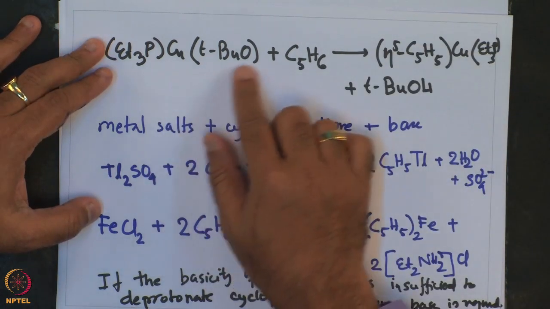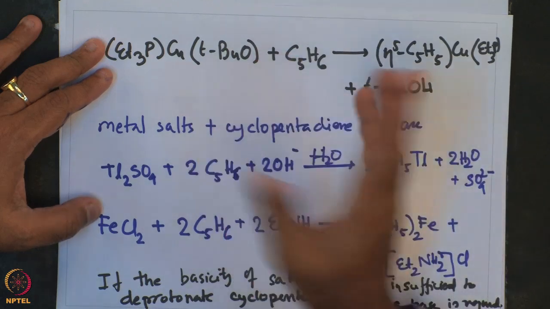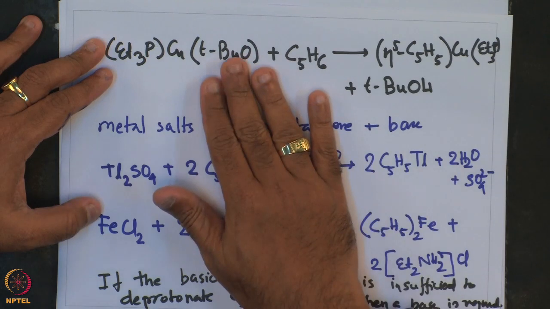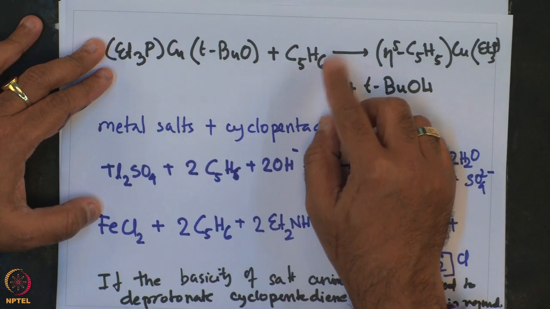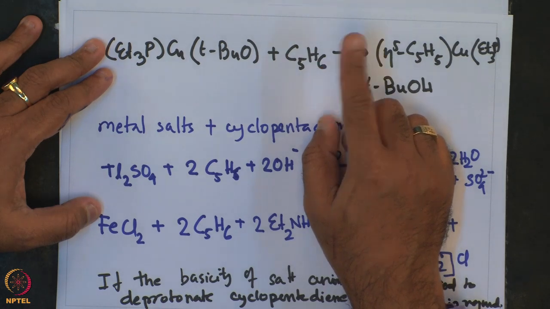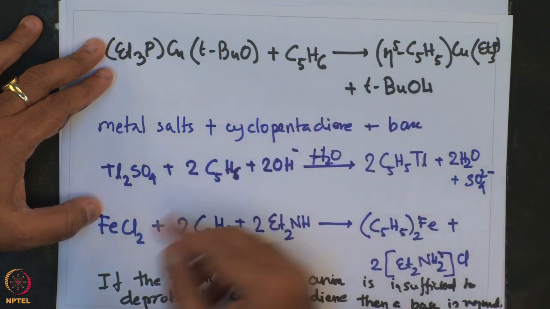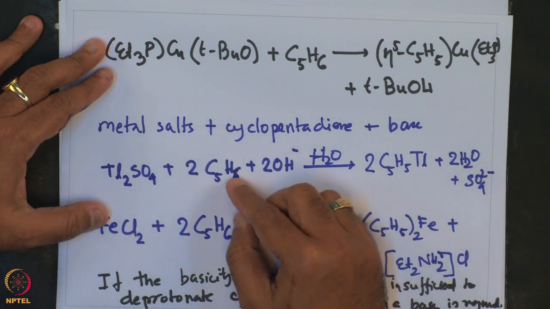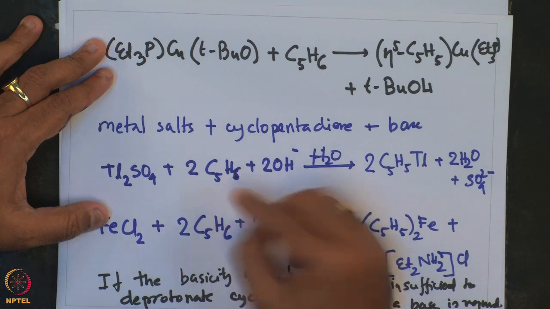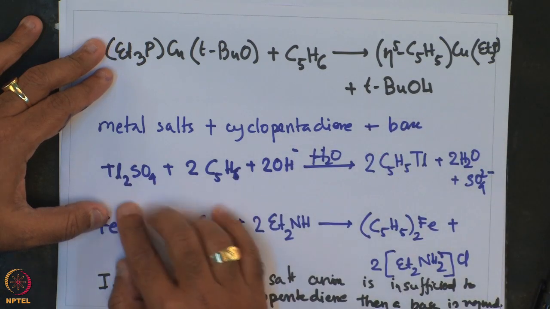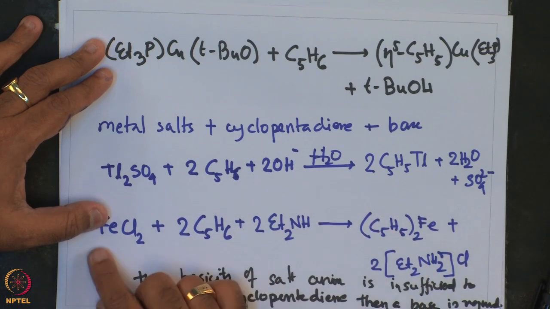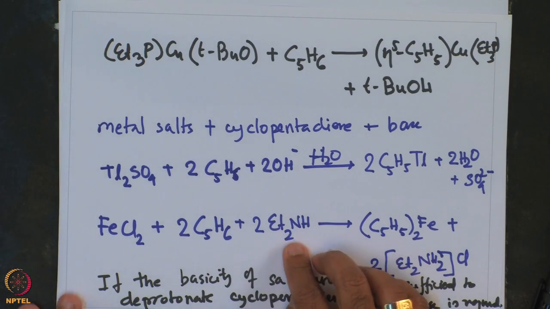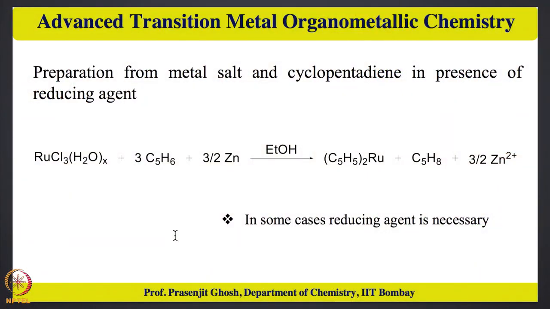No base was used in the reaction with copper t-butoxide, as the basicity of the t-butoxide anion could easily deprotonate the cyclopentadiene proton, whereas anions like sulphate or chloride in these examples are not basic enough to deprotonate the cyclopentadienyl proton. As a result some ancillary base was required to produce the cyclopentadienyl anion bound to the transition metal: in the thallium sulphate case it was hydroxide, and in the iron chloride case it was diethylamine. In some cases the presence of a reducing agent is also required.